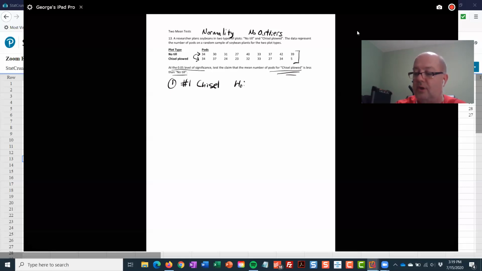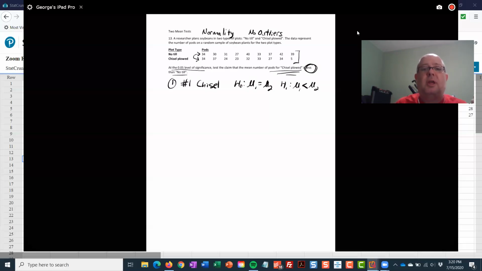The null hypothesis is mu one equals mu two. The alternate hypothesis will compare those same two things, but what sign belongs between them? Well, it says that the mean number for chisel plowed is less than no-till. I'm gonna use the less than sign. If I had let no-till be first, then essentially my alternate hypothesis would have to have the greater than sign, because chisel less than no-till is the same as no-till is greater than chisel. But if you selected no-till as group one, you're going to be very tempted to just grab that less than sign and put it in an H1 and you'll have it exactly backwards.